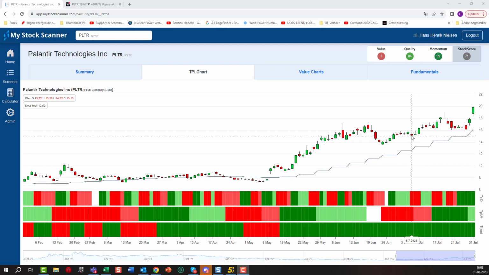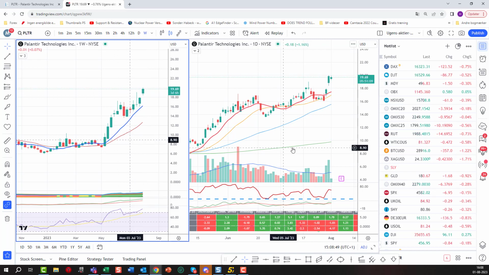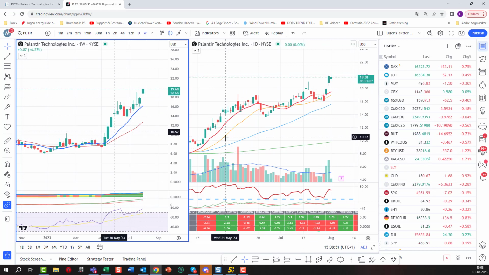But had you exited here, you could enter again here, because we are in this light red zone and we get a good green day. We could have entered at least here at 16.5, and just kept it until now. I'm not sure what it's doing today, but we can have a look. It's falling a bit back, but this is basically what we are trading here.